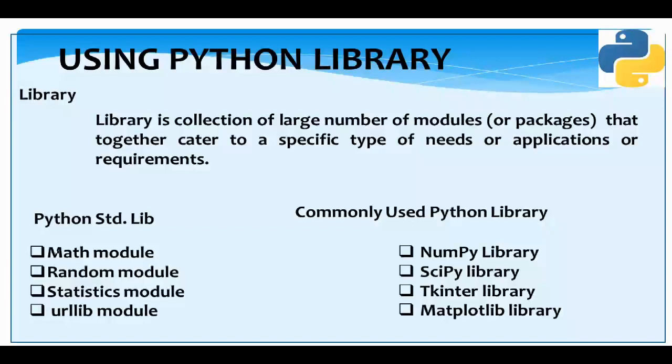Besides this, we have some other commonly used Python libraries, for example the NumPy library, which provides some advanced mathematical functionalities along with tools to create and manipulate numeric arrays. The SciPy library is another useful library available in Python that offers algorithmic and mathematical tools.